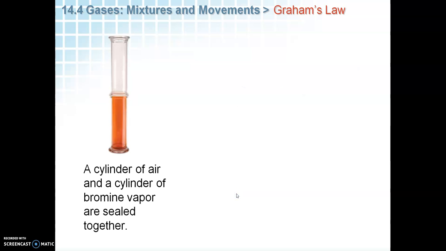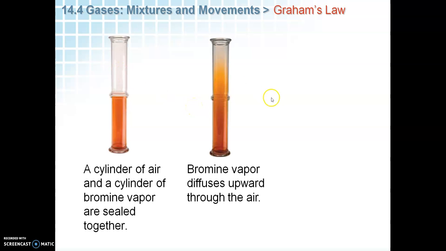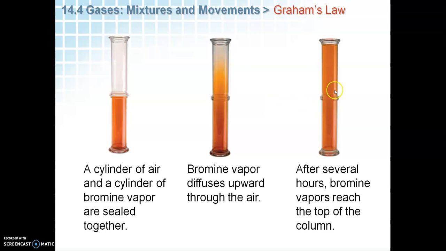Here they give an example where they show bromine gas down here. Bromine has that brownish orange color to it. And then there's just air up top. And if you give it time, the bromine vapor gradually diffuses up and mixes thoroughly with the air. That's what diffusion is all about.